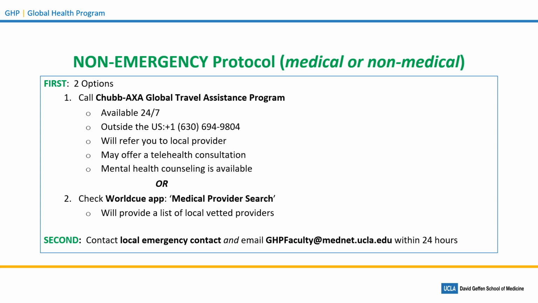For non-emergency protocols, whether they're medical or non-medical, an example might be that you've had diarrhea for over a week and you took your azithromycin and you're still just not feeling very well and feel a little bit dehydrated, but it's not an actual emergency. This is what you would do. First, you would call Chubb AXA Global Travel Assistance Program. Again, it's available 24/7. They will actually refer you to a local provider that's been vetted.